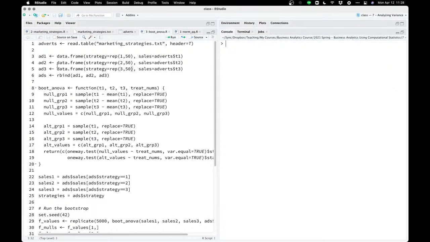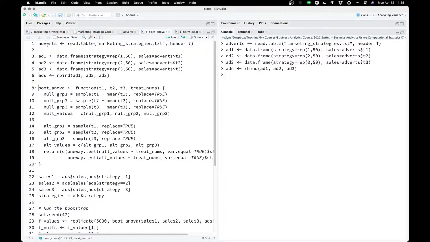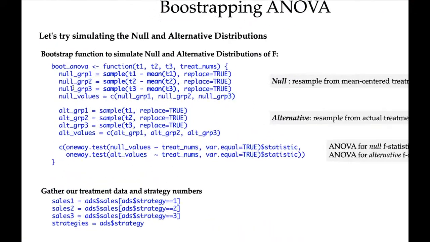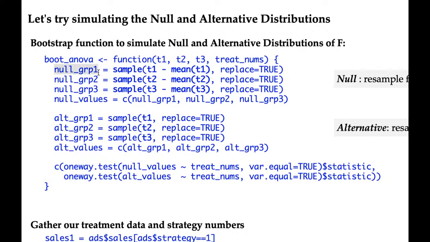Going to start from scratch, load the advertisements up, create the long form data that I need. Here's my ANOVA function. What is it doing? Let's take a look. For the null distribution of F, it's setting up this data set where each treatment data is mean centered and then resampled. The alternative values of F are simply taking the original treatments, 3 treatments, and resampling from them the original data.